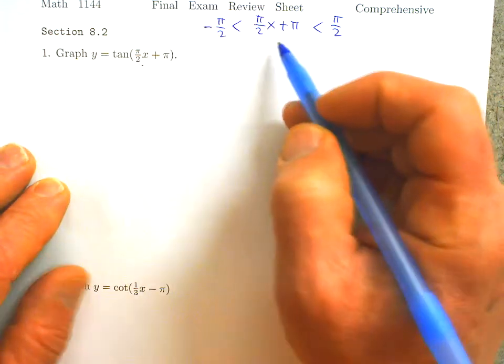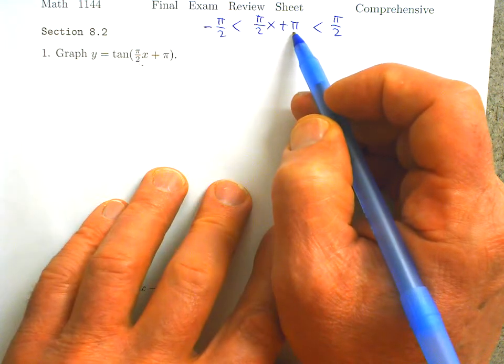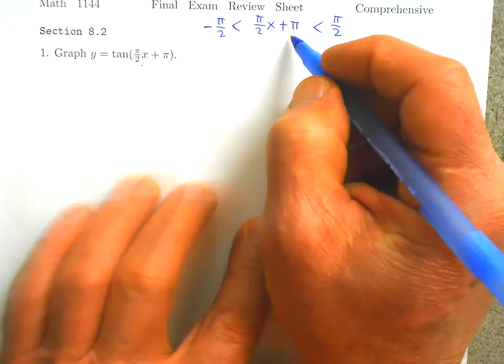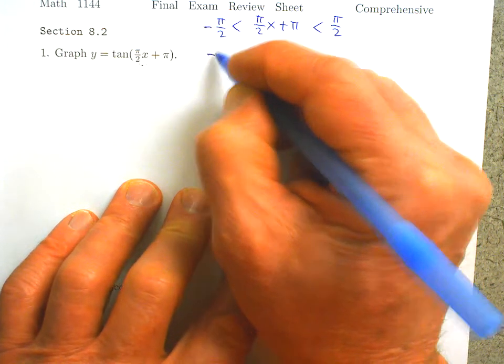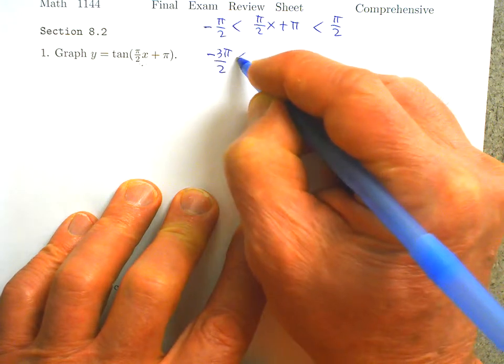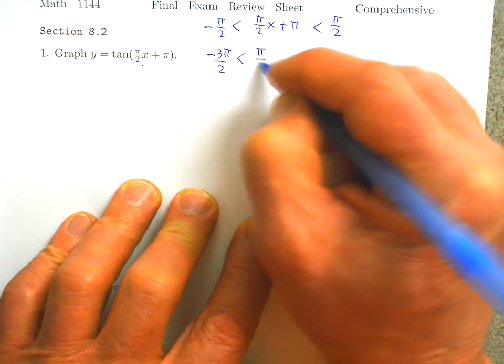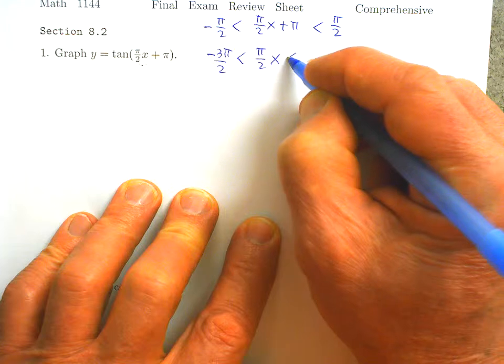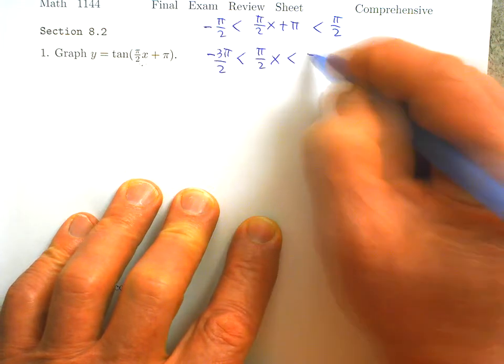So we'll solve this for x. We'll subtract pi from both sides. And so this becomes negative 3 pi over 2 less than pi over 2 x. And pi over 2 minus pi is negative pi over 2.